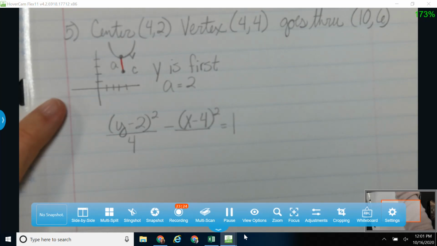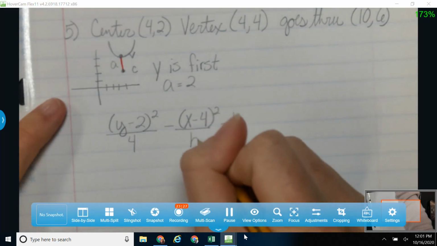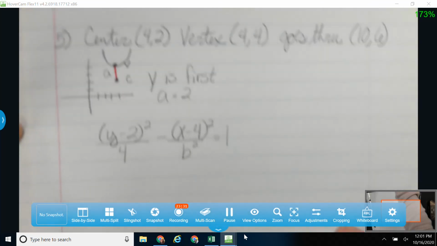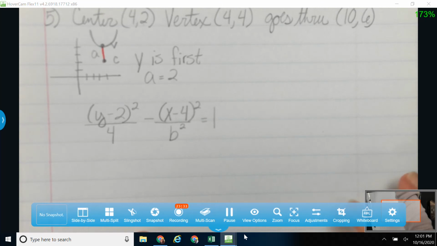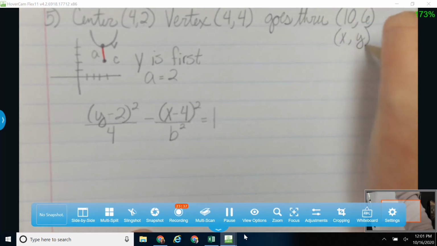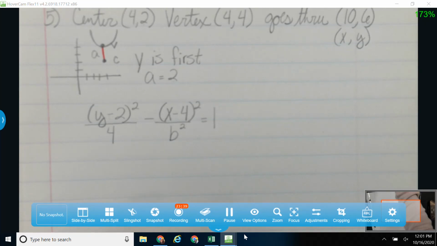What I'm missing here is b squared. What they've given me in my other piece of information is a point that I can use as x and y. So here's where this gets similar to that problem we worked with the circle. I'm going to fill in my 10 and my 6 for x and y, and then all I'll have left is b squared, and that's what I'm looking for.